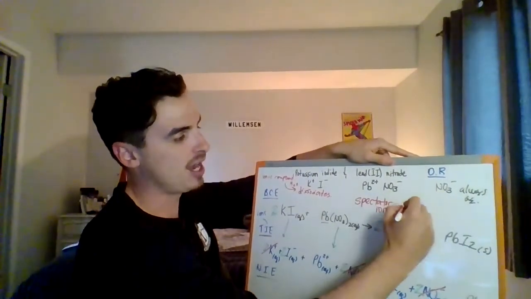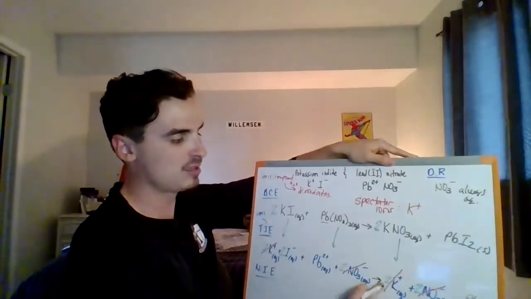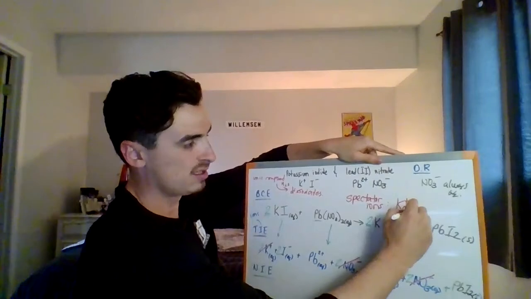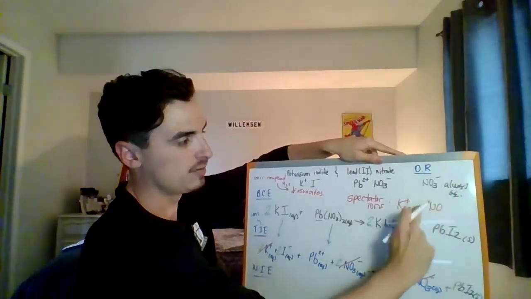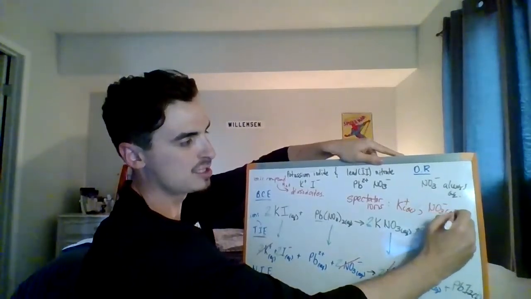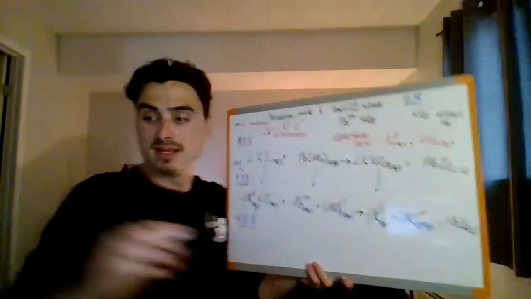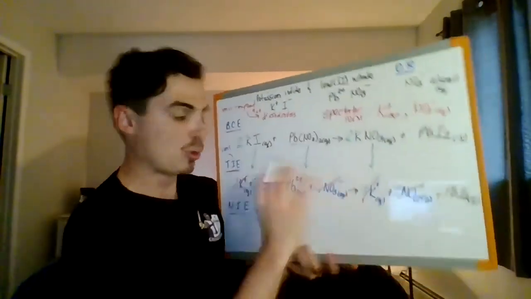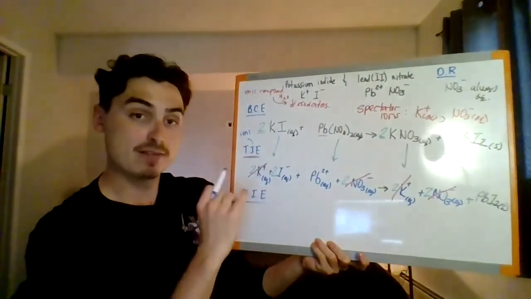So the spectator ions, guys, are going to be K plus. The 2 is irrelevant. I just care about the chemical. K plus and NO3, comma, NO3 minus. Those are my spectators, okay? They don't do anything, so I can get rid of them. Since they don't do anything, and I can get rid of them, I'm going to rewrite my net, my final reaction.